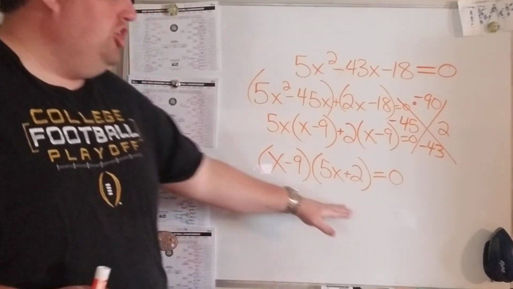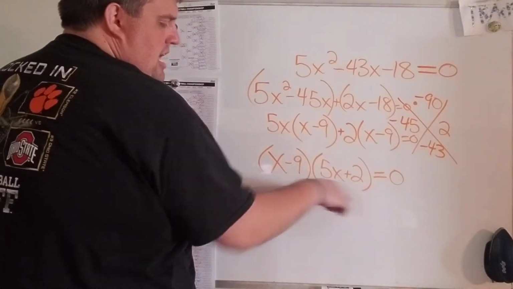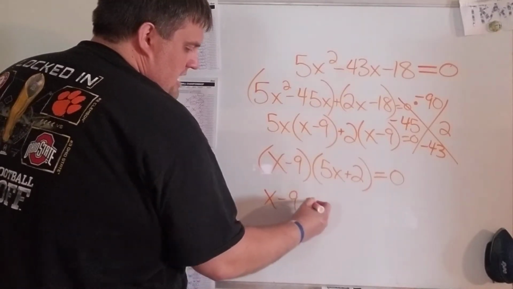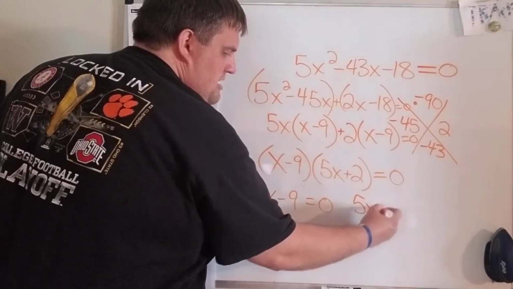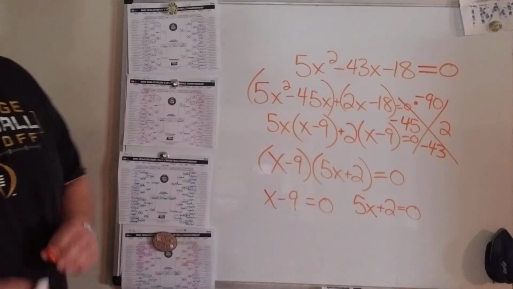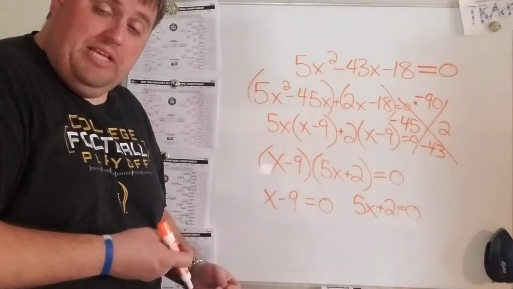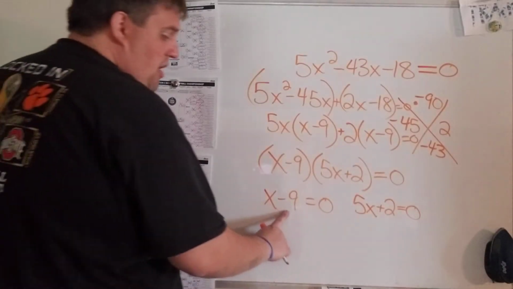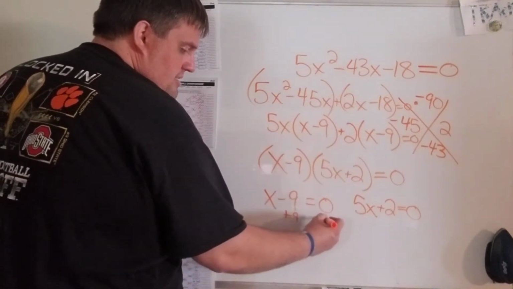So if we want to solve this, we're going to separate these and set them both equal to 0. So x minus 9 equals 0. That's one of my choices. Or 5x plus 2 equals 0. That's the other choice. Basically that's going to give me my two solutions. These are the two places where x could be 0. So it's really easy to solve these, which is kind of cool. If I want to get x by itself, we just add 9 to both sides.